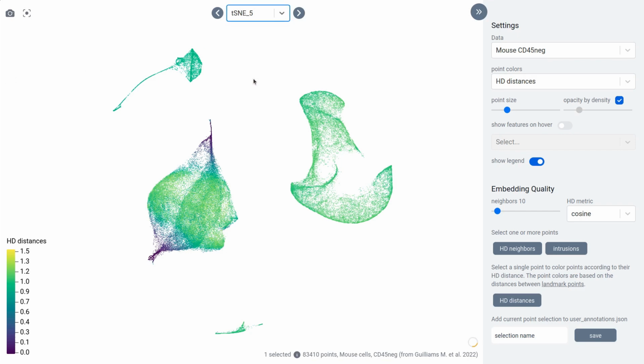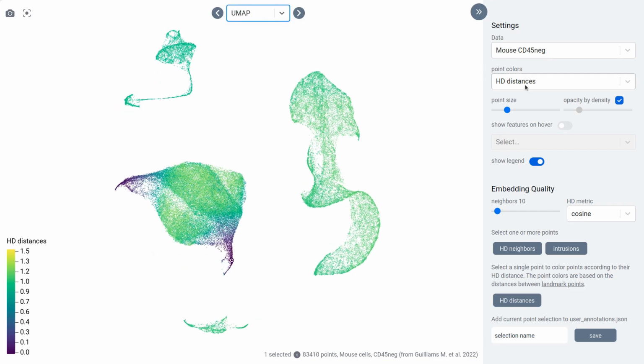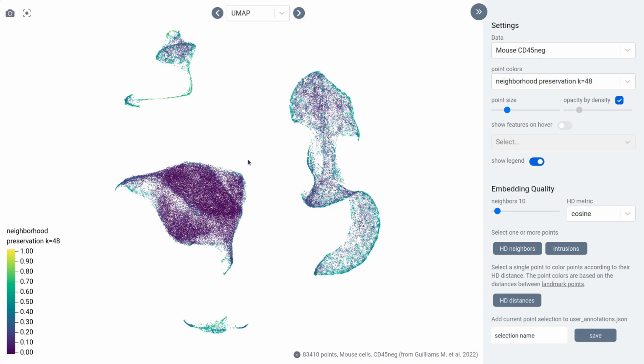Finally, we can visualize the neighbor preservation scores, which tell us what fraction of the high-dimensional neighbors are among the nearest neighbors in the embedding. We can immediately notice that the local structure is difficult to preserve in this large cluster, but that the points in the smaller clusters have better neighbor preservation.